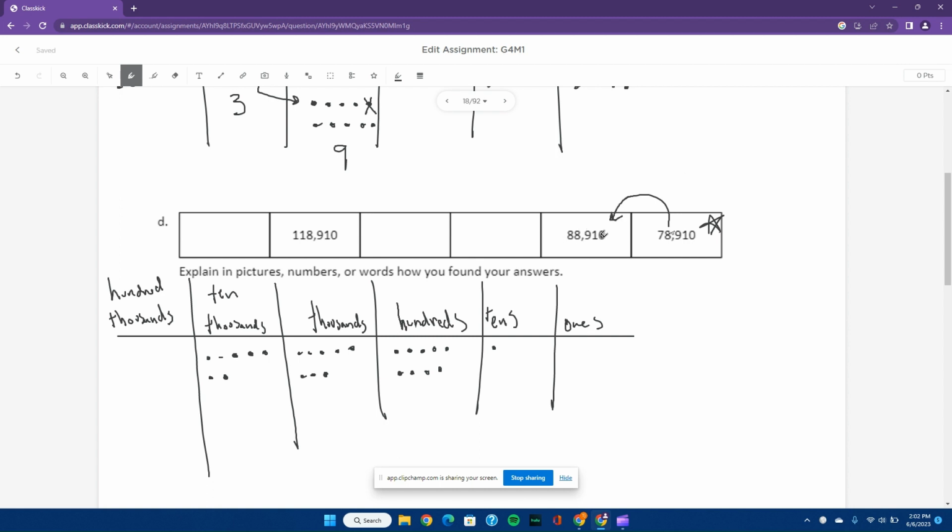So what's happening to go from 78,910 to 88,910? The digit that's changing is the one here in my 10,000s place. So we're going from 78,000 to 88,000. So I'm going to put another 10,000 in here to show this number. I'm going to put another 10,000 in here, and that's going to make this number, which would be 98,910.